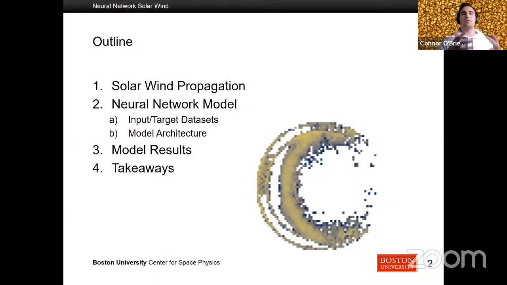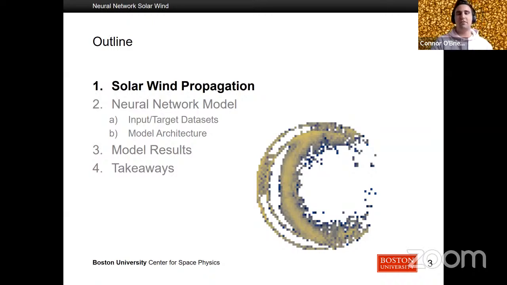To give you a rough idea of where we're going with this, we'll talk about solar wind propagation generally, then get into the specifics of our model, both the data sets that we use, as well as the model architecture that we implement. We'll go over some of the results of our model and some things that you can take away from all of this. But first, of course, some background on solar wind propagation broadly.